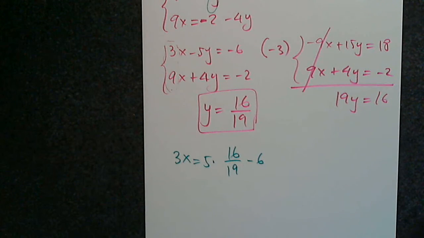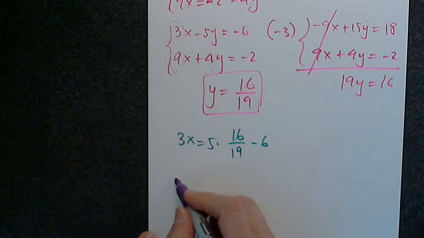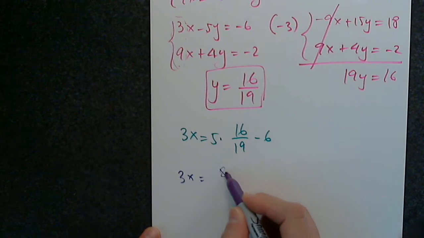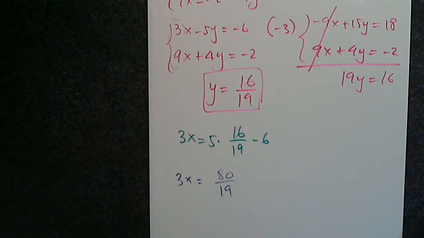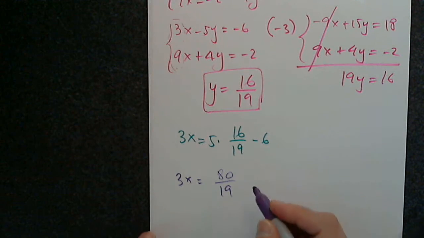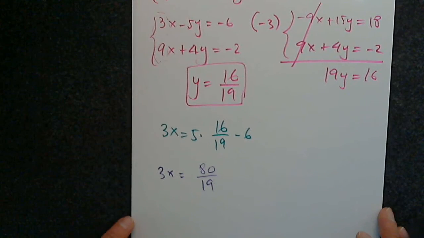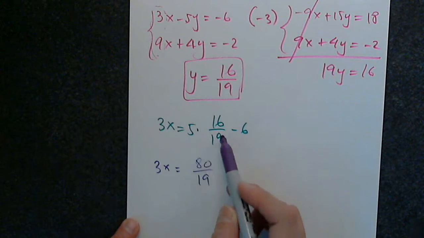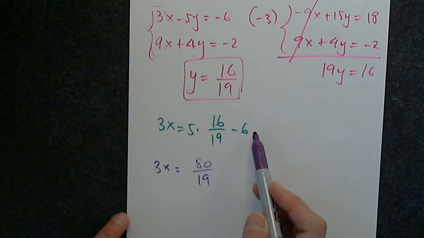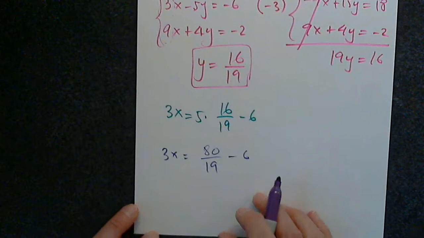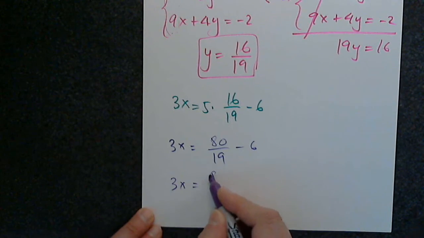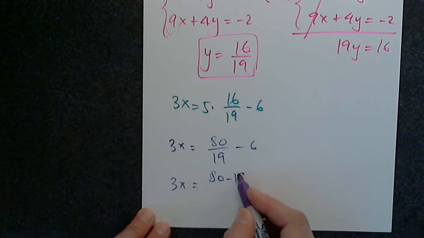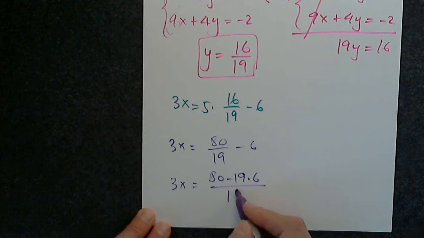Is this clear so far? Everyone? Okay, so remember this is 5 over 1, so this is 3x equals 80 over 19. Minus, I'm sorry? Did you cross multiply? I only multiplied this first. I have to multiply before I subtract. So minus 6. So this is 3x equals (80 minus 19 times 6) divided by 19.